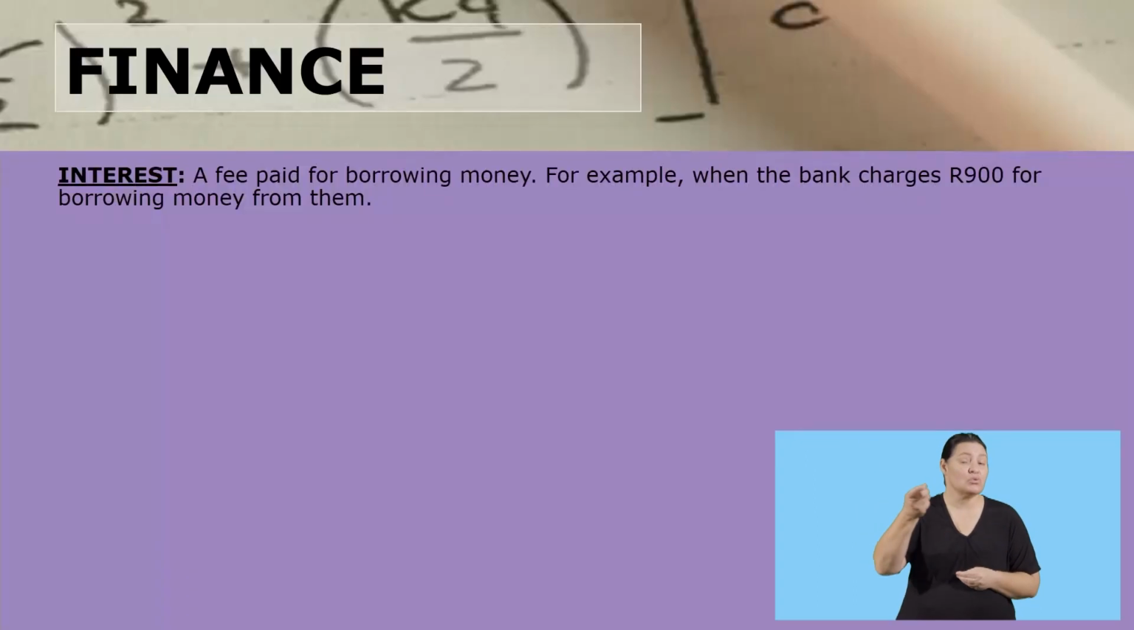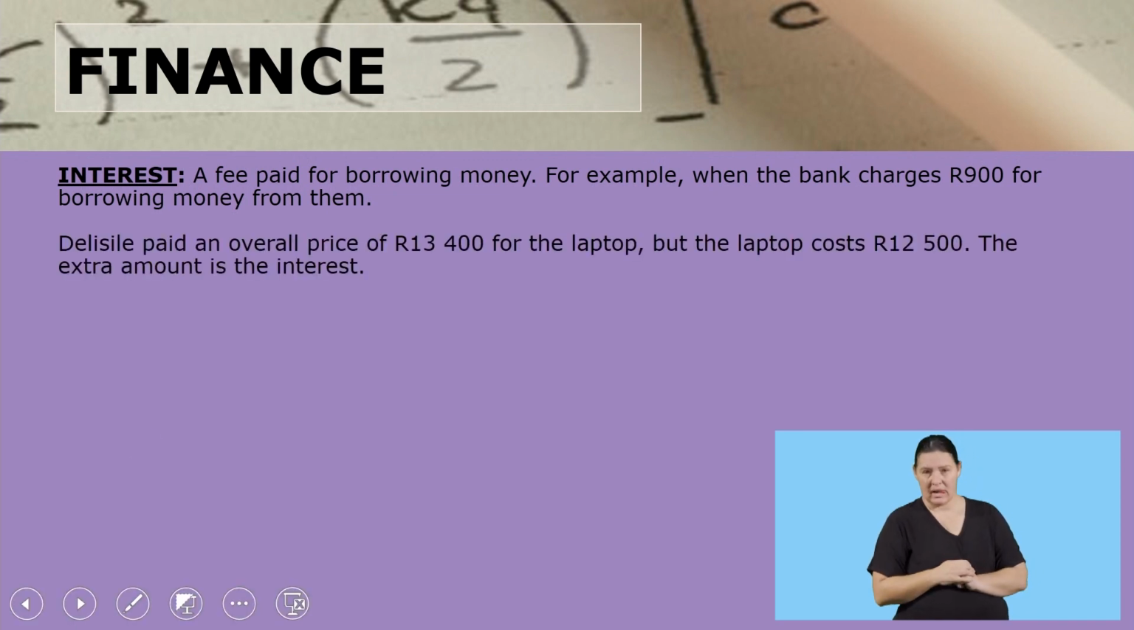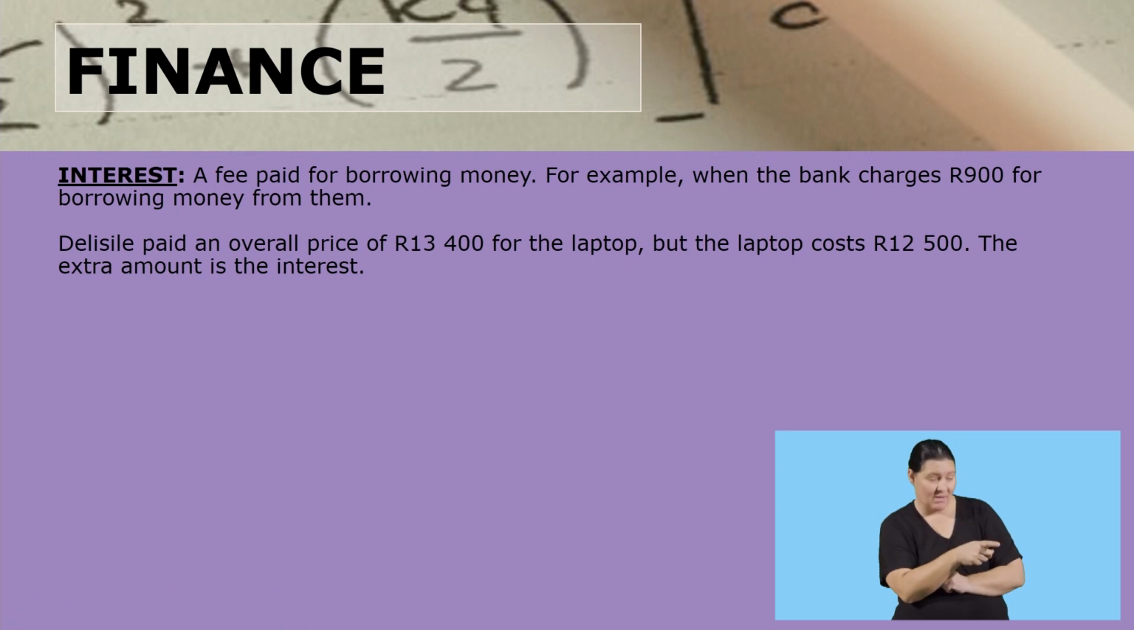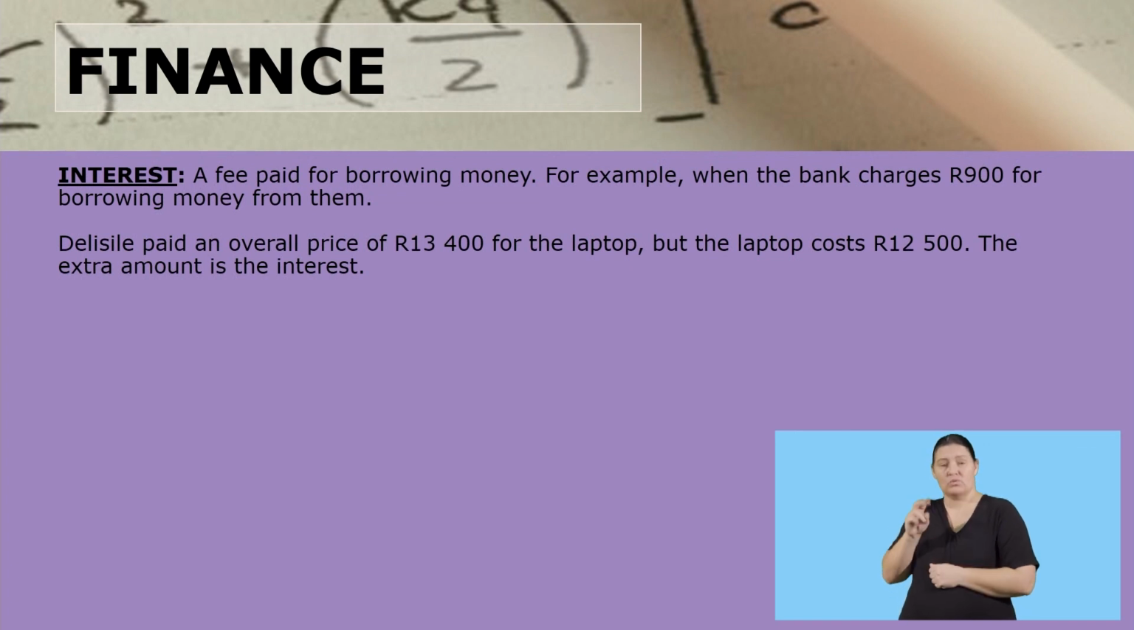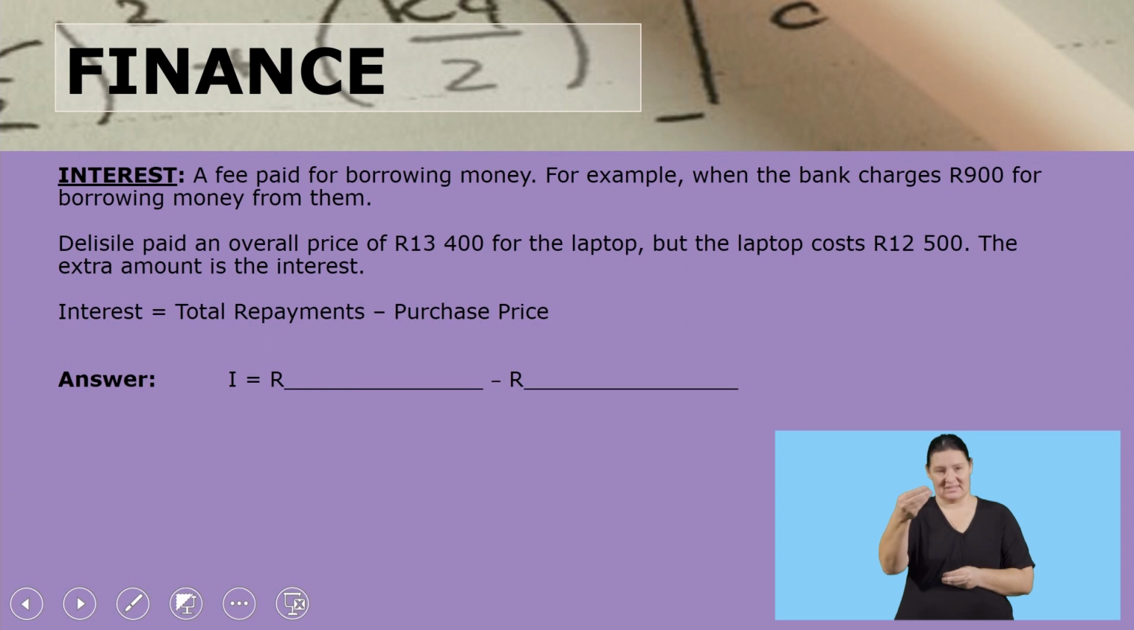A fee paid for borrowing money. For example, when the bank charges 900 rands for borrowing money from them. So remember Delisile, she paid an overall price of 13,400 rand for that laptop. But that laptop costs 12,500 rands. The extra amount that she paid is the interest. And this is how we calculate it.